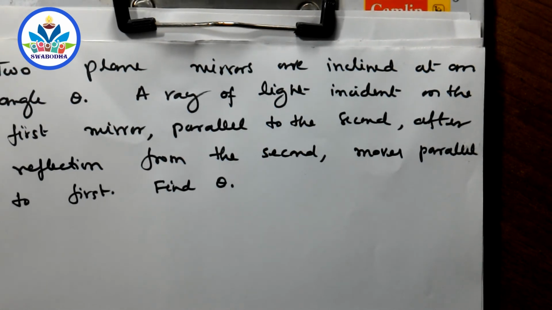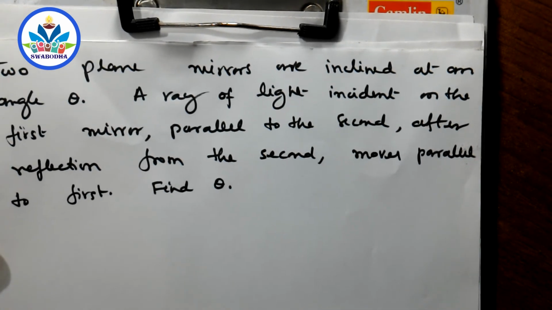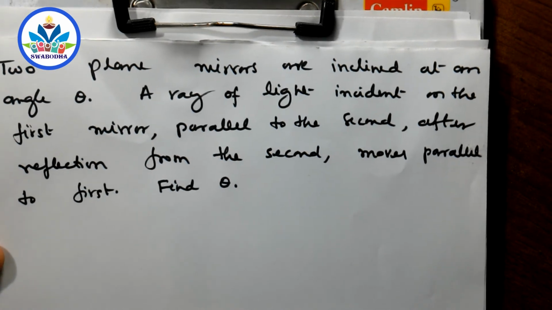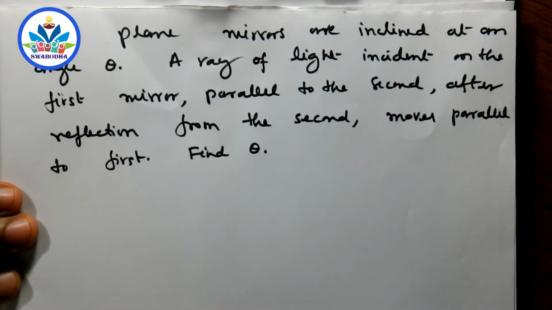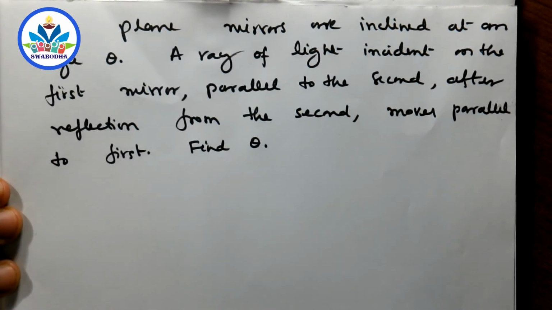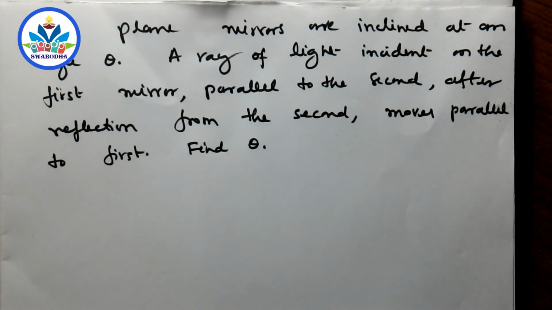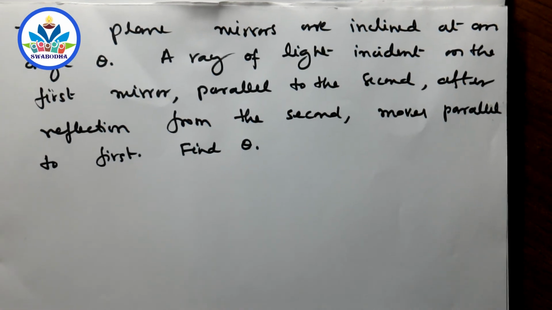Problem 2, plane mirrors. Can you read it? Right. Yes, now you can see that. Okay, this is better. Two plane mirrors are inclined at an angle theta. You see the sentences, a little bit looks very horrible. A ray of light incident on the first mirror parallel to the second, after reflection from the second moves parallel to the first. Find the angle theta. That is the angle of inclination of the two mirrors. Read it yourself. See, a small smile comes on your face.